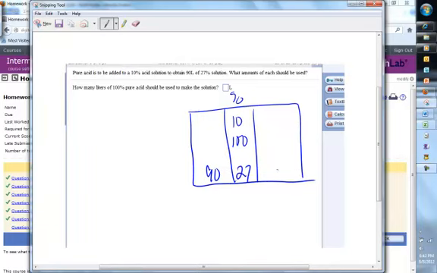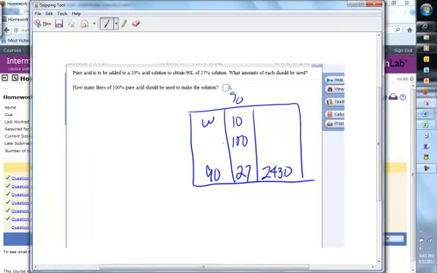90, mode computation. Okay. 90 times 27, clear. 90 times 27 is 2430.